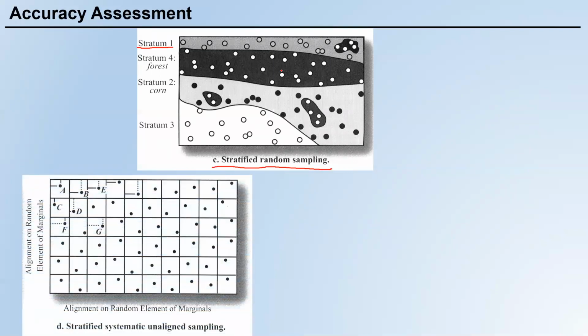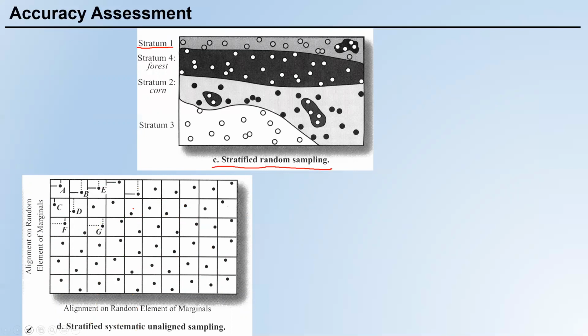And if we compare a combined stratified random sampling and a systematic sampling, this is the result. It has a very long name. We call it stratified systematic unaligned sampling. So what is stratified? Those small cells represent the stratified part of this method. The whole image is divided into small regions, and each one can be considered as a stratum. That's the stratified part.